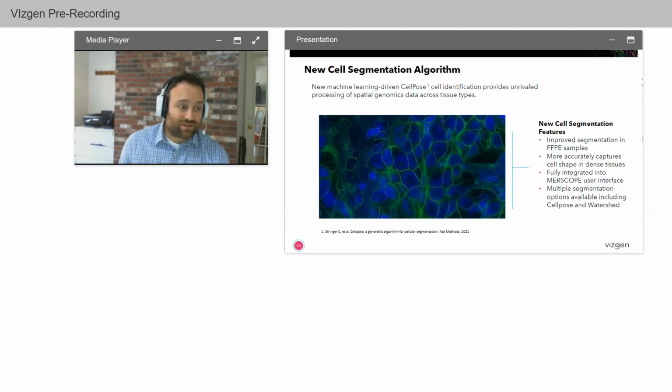So users that currently have a MERSCOPE right now will receive a software update that will introduce this new cell segmentation algorithm as an option, right? So we won't replace watershed segmentation that's currently available. This will be an additional option, providing more flexibility for researchers, not just for FFPE samples, although we think this is going to be very useful within FFPE segmentation, but they can start to use this segmentation across fresh frozen and fixed frozen samples as well.